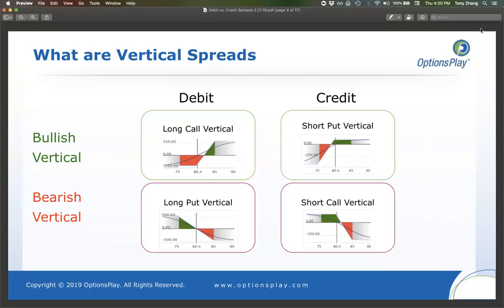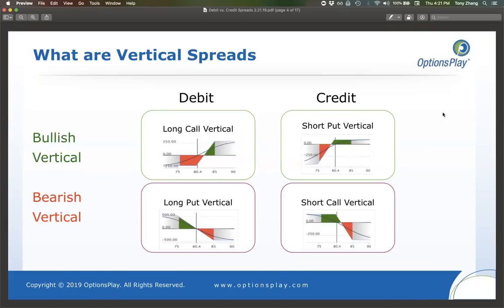I'll leave this poll up here for 1 second. We will leave question and answers to the end. For those of you that have questions, I will spend about 15 minutes on the slides. I will try to spend as much time as possible on options play, showing you examples of real stocks with real outlooks and showing you the difference between trading a debit versus credit spread.